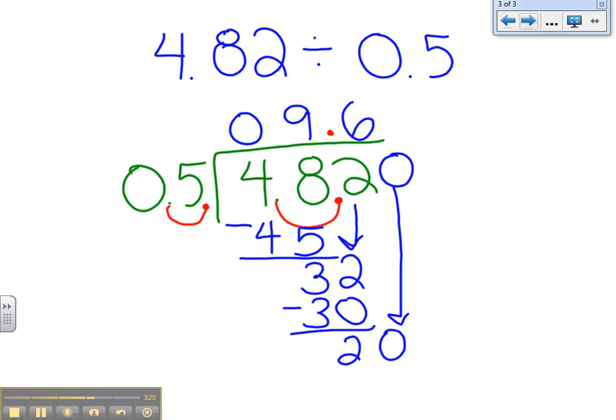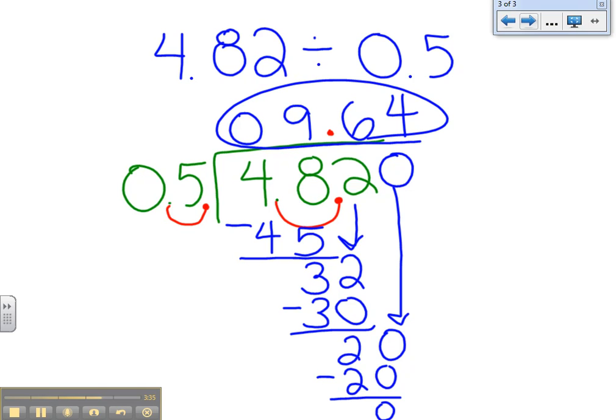5 goes into 20 4 times. 5 times 4 is going to be 20. When I subtract, I get my answer of 0. Now that I got a 0 for my remainder and I have no more numbers, I know my problem is done. So my quotient is going to be 9 and 64 hundredths. That's how I divide by both decimals and by whole numbers.